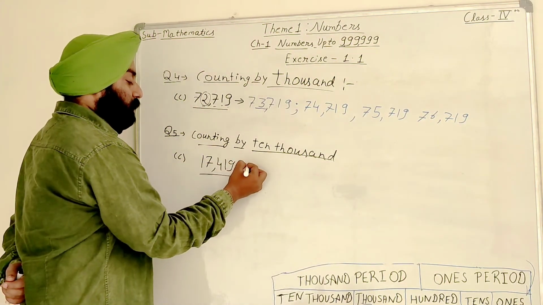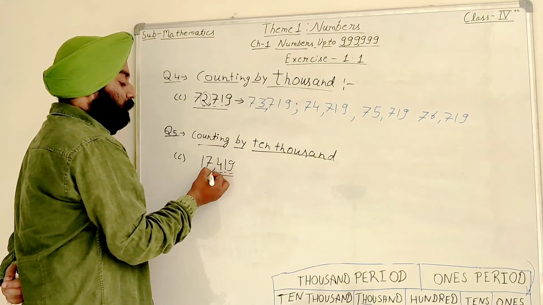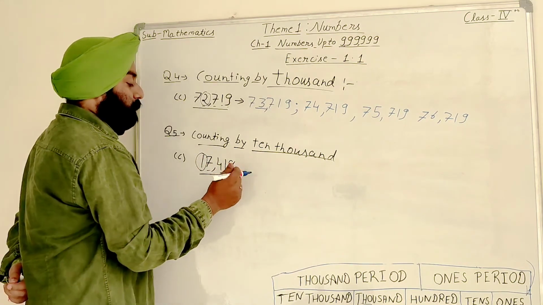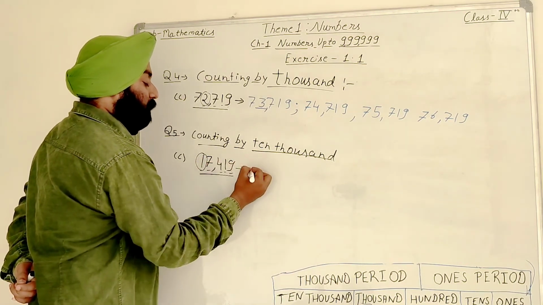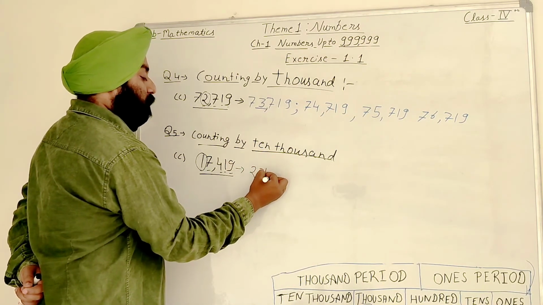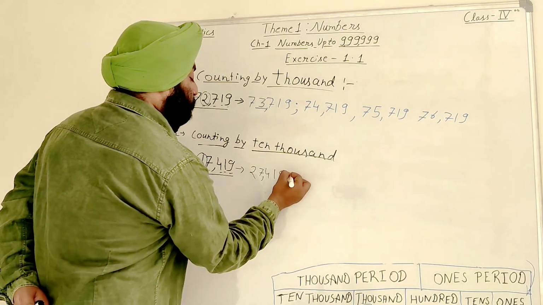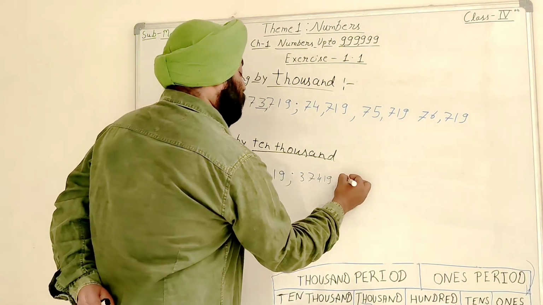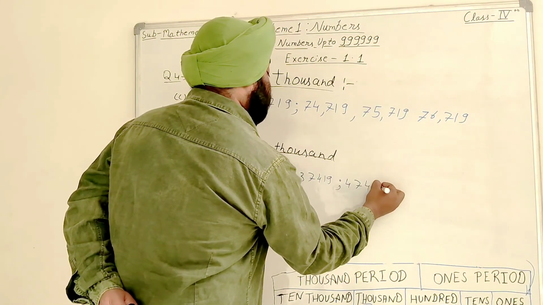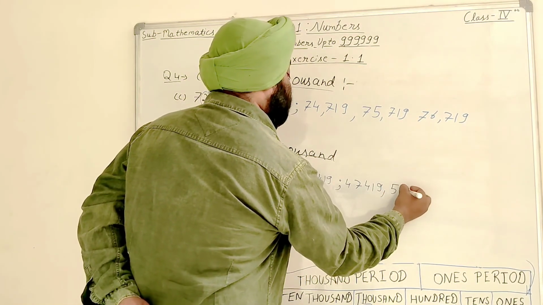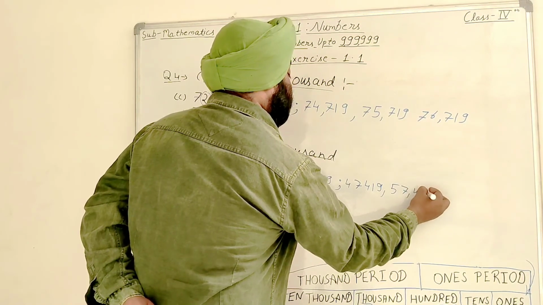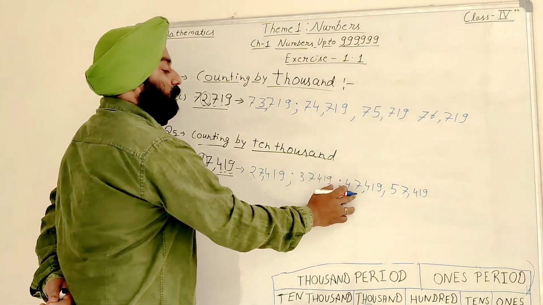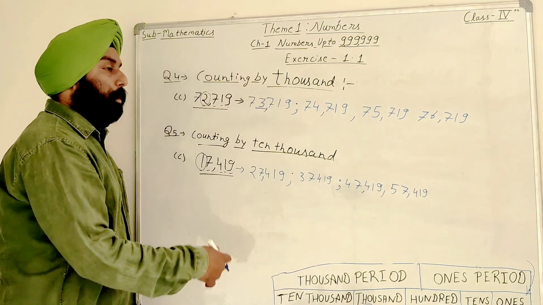Counting by 10,000: ones, tens, hundred, thousand, 10,000. We have to add 1 in the 10,000 place. So 1 after 1: 27,490, 37,490, 47,490, and 57,490. Am I right? The last digits 490 are common in all the numbers.